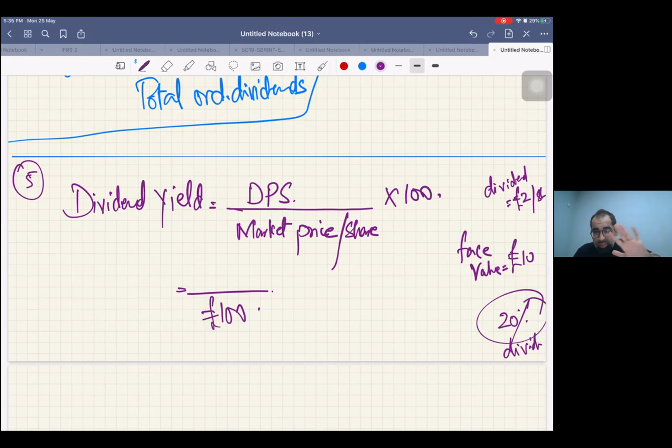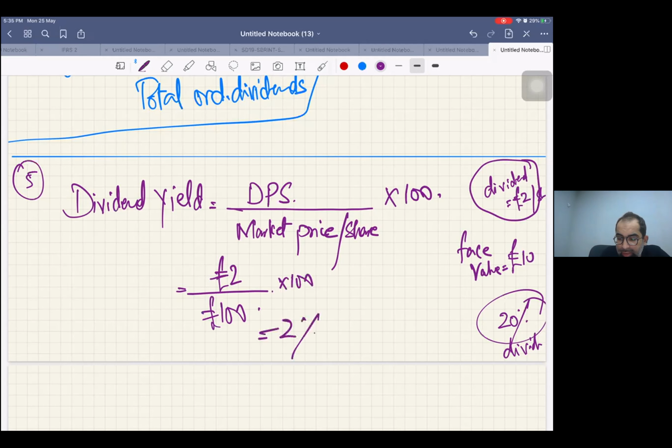So just think, as an investor, I bought this share from the stock market by paying 100 pounds, and in return I'm getting 2 pounds dividend. So my dividend per share is £2 and my market price per share is £100, times 100. This is my real return. This is my dividend yield.